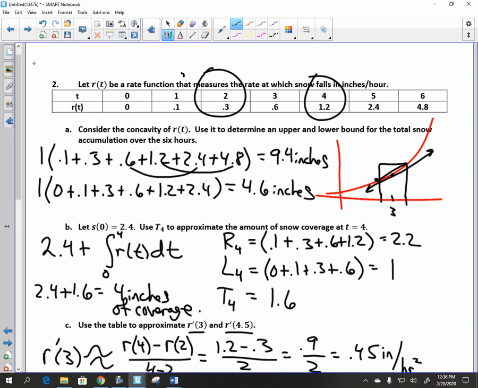Folks, I want you to look at it. We're going from 1 to 5. You're going from right here to right here. Look at those values: 0.1, 0.3, 0.6, 1.2, 2.4.